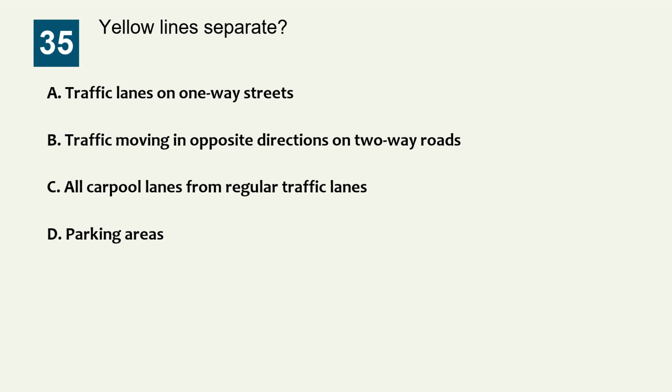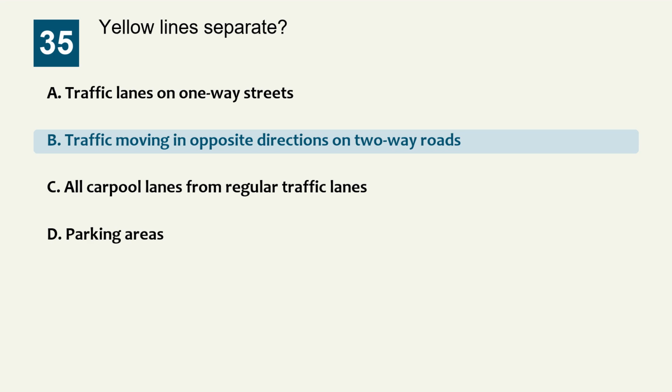Question 35. Yellow lines separate. Option A. Traffic lanes on one-way streets. Option B. Traffic moving in opposite directions on two-way roads. Option C. All carpool lanes from regular traffic lanes. Option D. Parking areas.